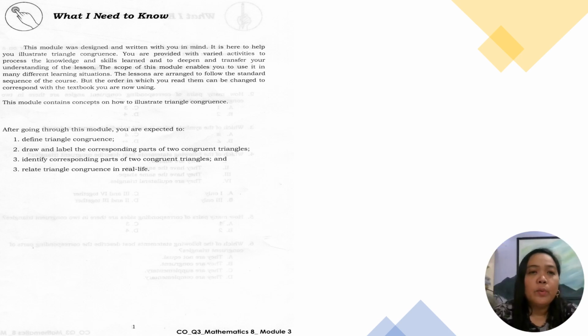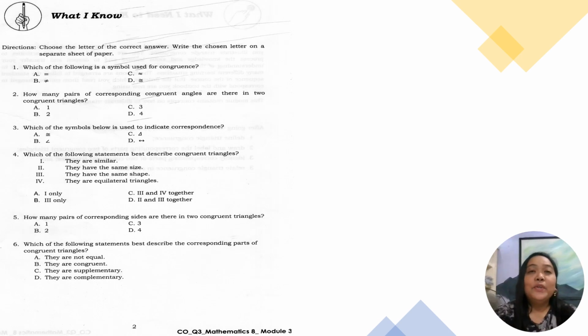Before we proceed further with your SLM today, I want you to prepare your ball pens, pencil, or any writing materials that are available with you right now, and use the activity or answer sheet that was provided by your teacher. Do you have knowledge about triangle congruence? We will check if you already have prerequisite skills and knowledge about our topic today on triangle congruence.